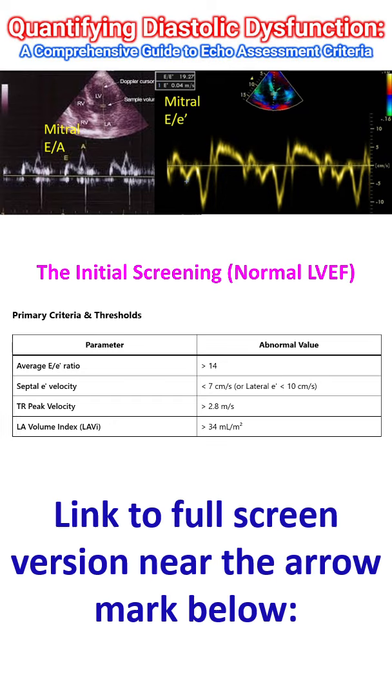Peak tricuspid regurgitation velocity more than 2.8 meters per second. That will correspond to a TR gradient of nearly 32 millimeters of mercury and a systolic pressure in the pulmonary artery above 40 millimeters of mercury. Left atrial volume index more than 34 ml per meter square, indicating that the left atrium is dilated.